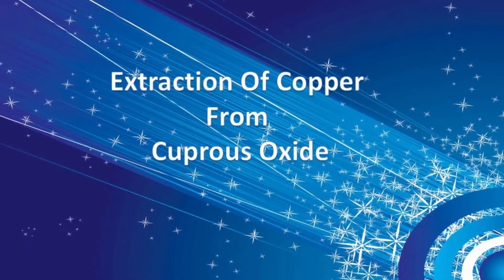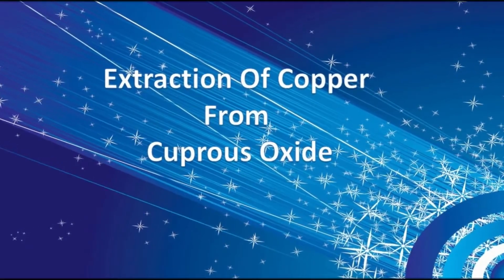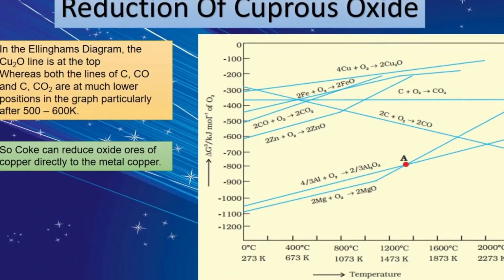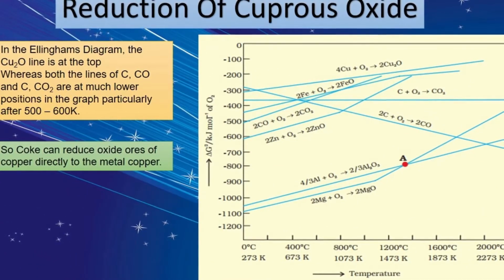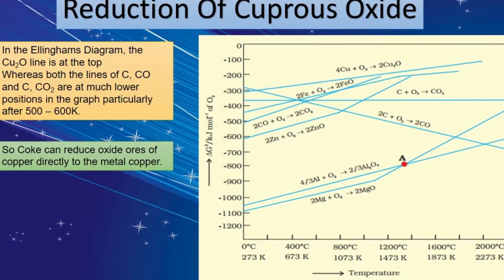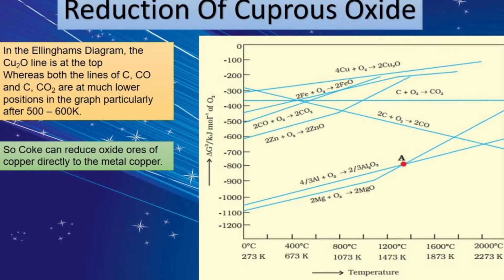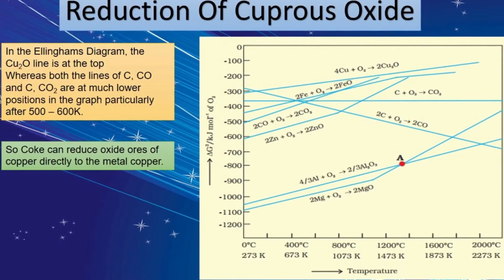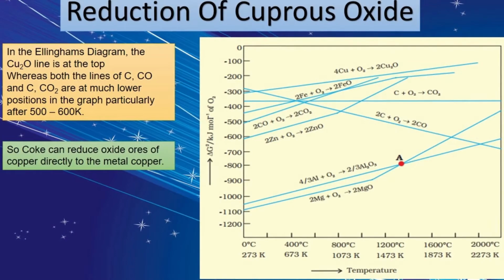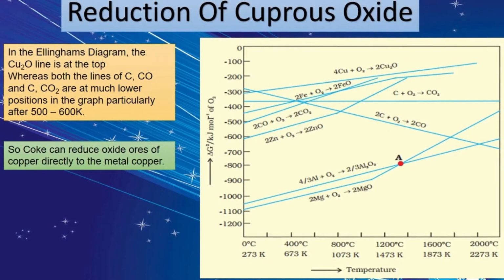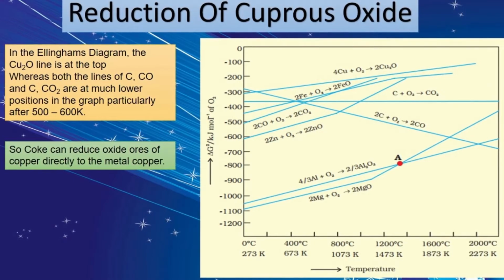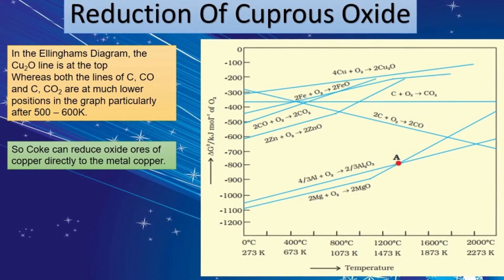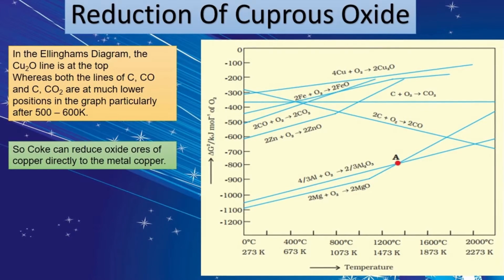Extraction of copper from cuprous oxide. Now let's see which is a suitable reducing agent to reduce cuprous oxide to metallic copper. From the Ellingham diagram you can see the formation of cuprous oxide line lies at the top, whereas after 500 Kelvin the formation of carbon monoxide or carbon dioxide from carbon line lies at the bottom. So you can very well use coke as a suitable reducing agent.